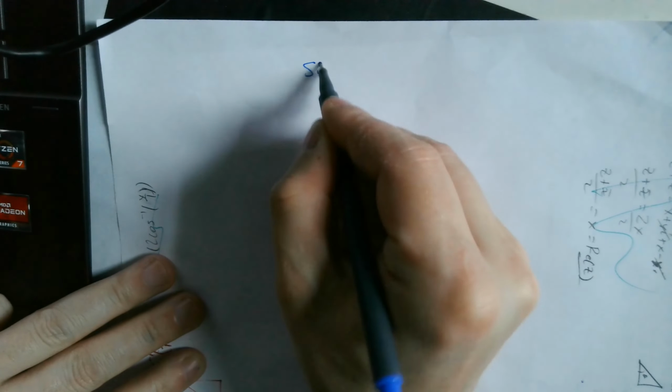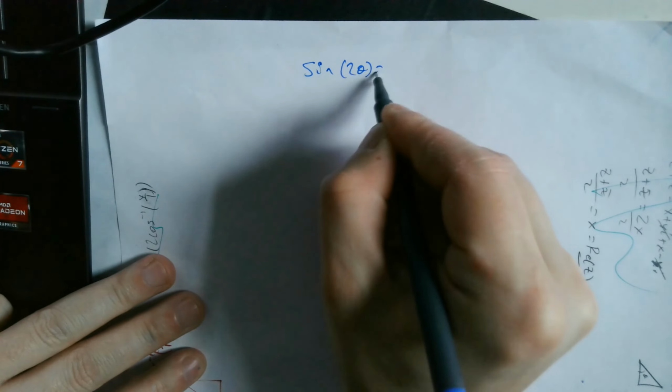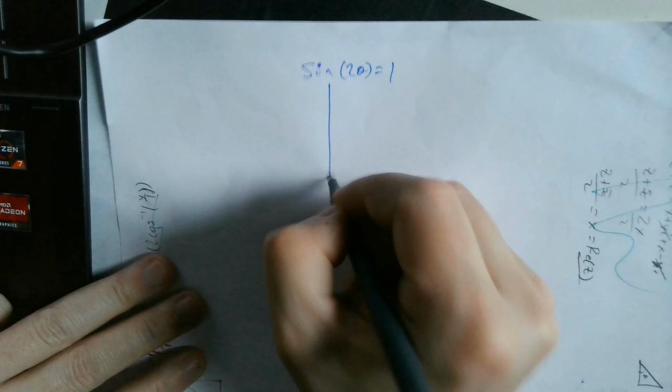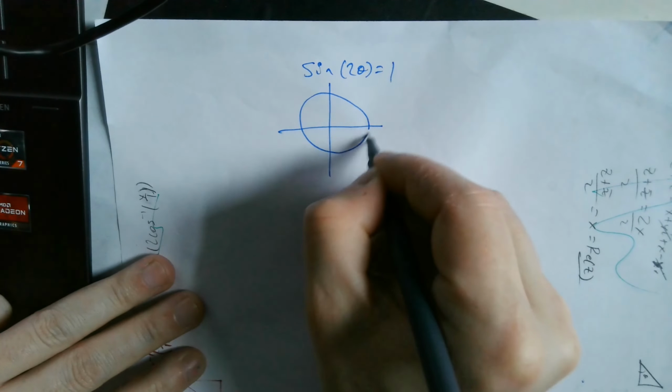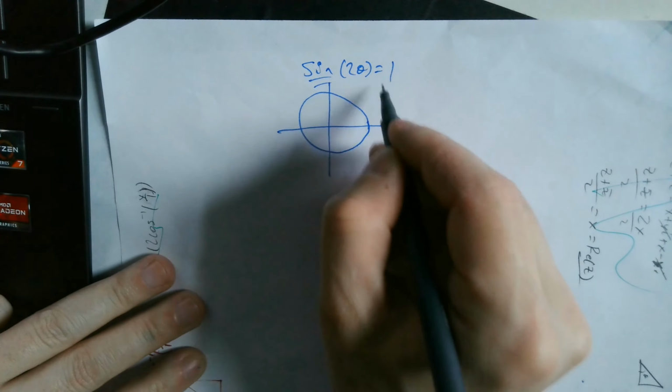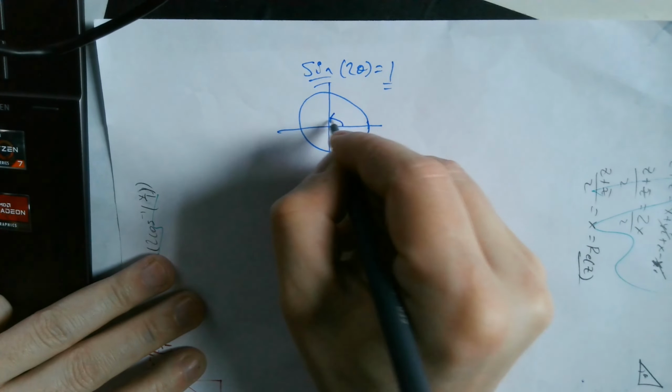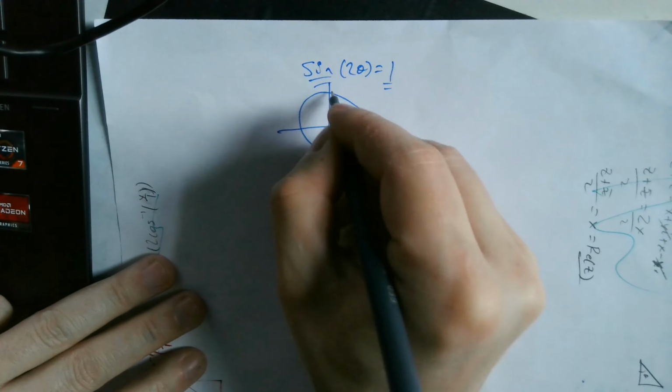All right, let's solve here. Sine of 2 theta is equal to 1. So unit circle, first begin with that. That looks like this. And then the first angle where sine is equal to 1 is right here. So that's pi over 2 right here.